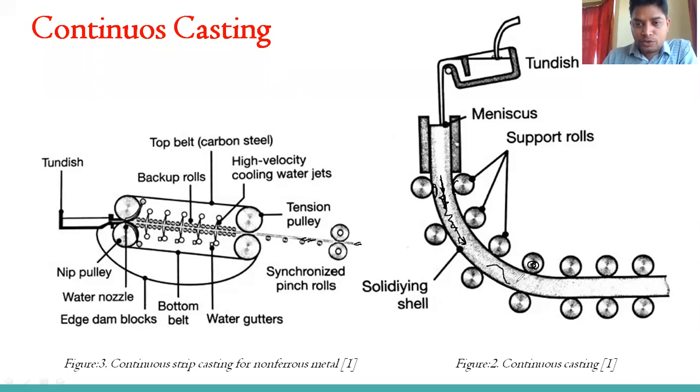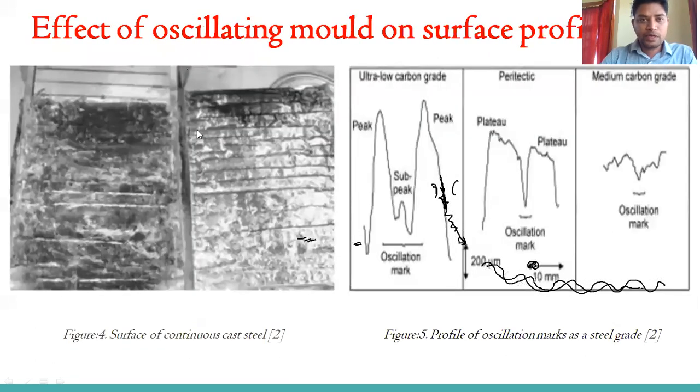Okay, it starts oscillating, meaning the solidified material, whatever the product is, starts oscillating. Because of this oscillation, the surface profile of the final product is affected a little bit. How this surface profile is affected is what we are discussing in the next slide.